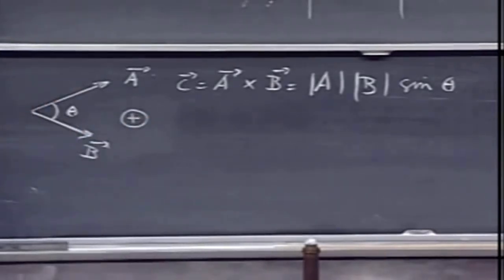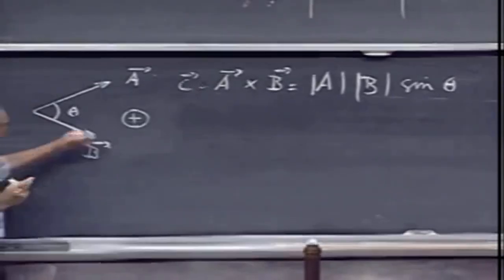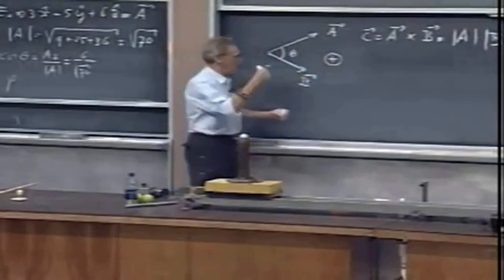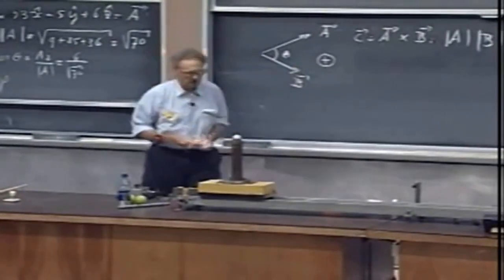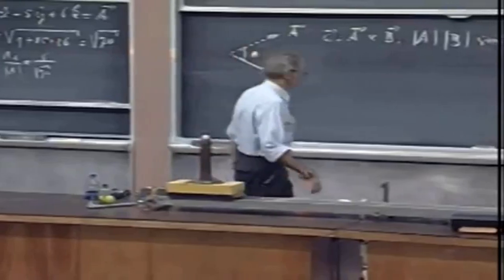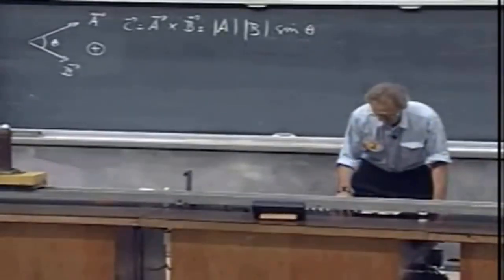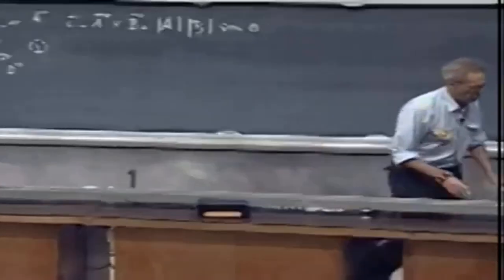A cross product is always perpendicular to both A and B. But it leaves you with two choices. It can either come out of the blackboard or it can go into the blackboard. And I just told you which convention to use. And I want to show that to you in a way that may appeal to you more.